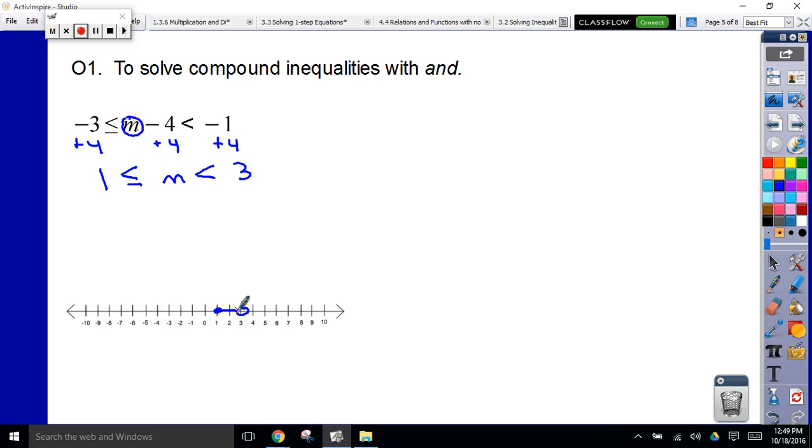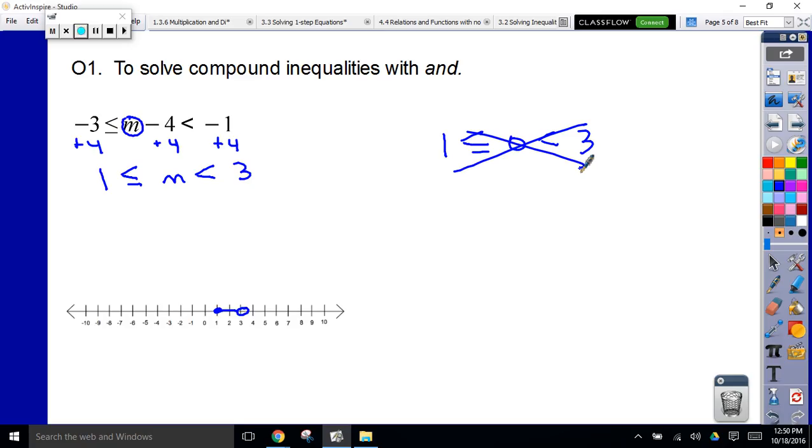We can also check when we get an answer to see if we're right. So I could pick a number outside of this range to see if it works. I'm just going to pick 0 because 0 is easy to work with. If I put a 0 in here, I have 1 is less than or equal to 0 is less than 3. That's not true. 0 is not between 1 and 3. So I shouldn't have 0 labeled, and I don't. So I did right.